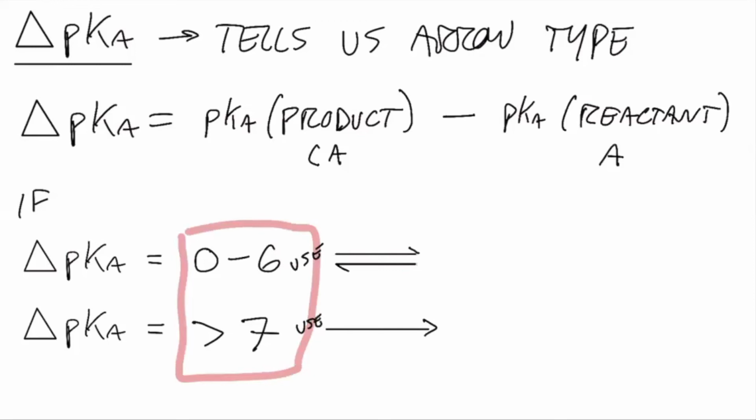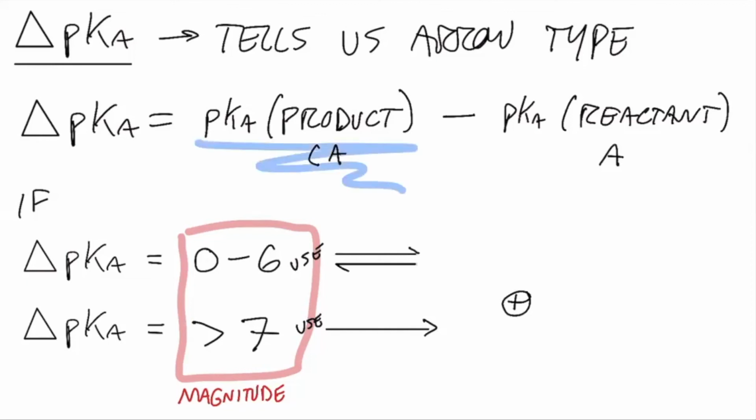So those two numbers are all about magnitude of delta pKa, but delta pKa can have either a positive sign or a negative sign. When we talk about the actual sign, whether it's positive 7 or negative 7, a positive sign tells us that the reaction is favored to go forward. That means that the products up here have a higher pKa and therefore are weaker acids.